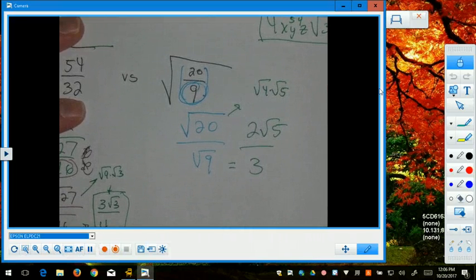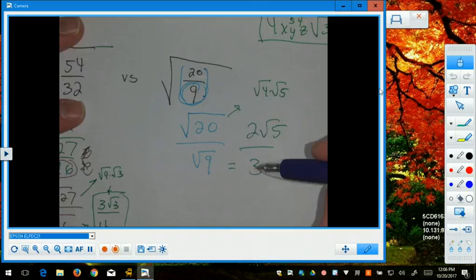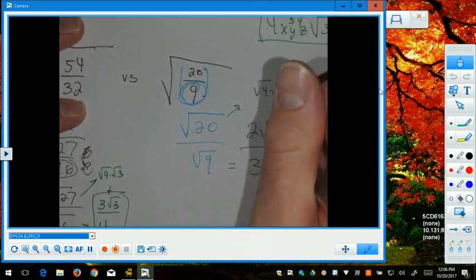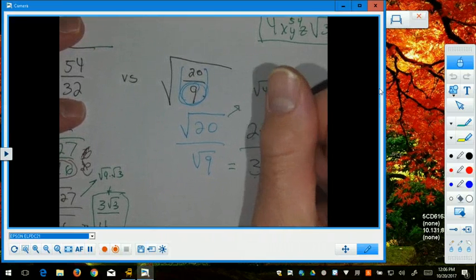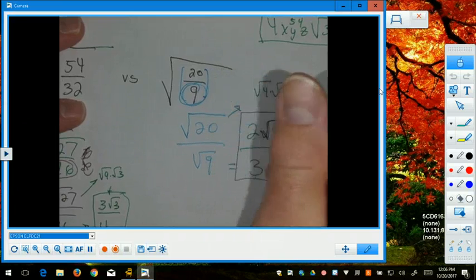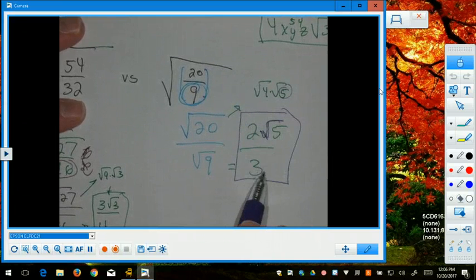Now I would still check my fraction in the end to see the numbers outside, 2/3. Could I reduce 2/3? I cannot. And I couldn't reduce the 5 anymore because no perfect square goes into it. So that stays square root of 5. So my answer is 2 square roots of 5 over 3.